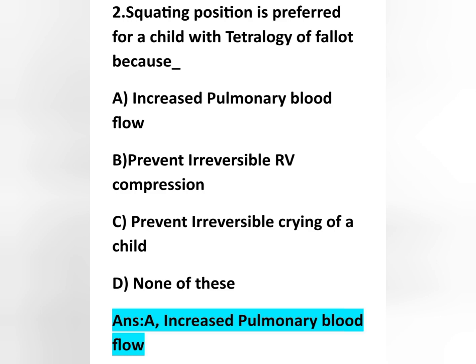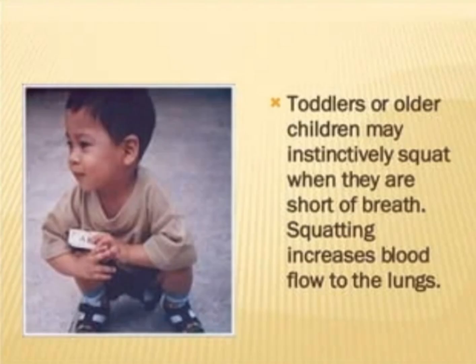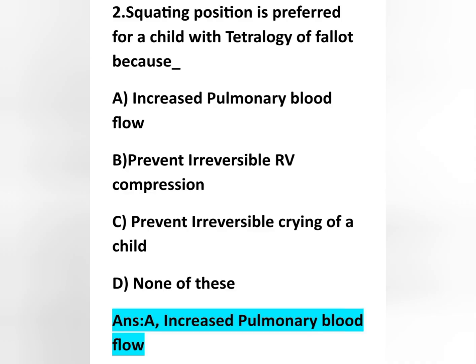Squatting position is the preferred position given for a child or a patient with tetralogy of Fallot. That will increase the pulmonary blood flow and will prevent the cyanosis. Tetralogy of Fallot is a cardiac abnormality which includes 4 defects: ventricular septal defect, overriding of aorta, pulmonary stenosis, and right ventricular hypertrophy.